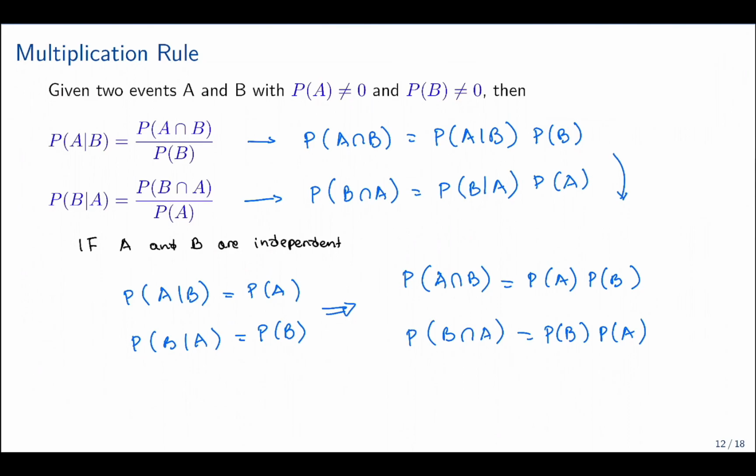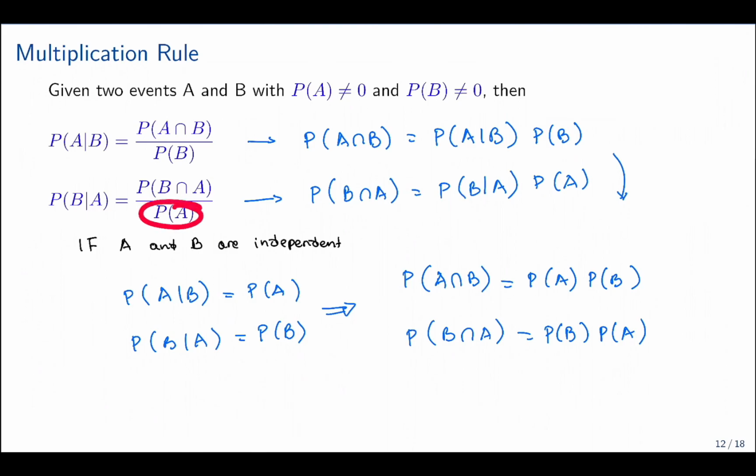So we have two events A and B with the probability of A and B being different from 0. Now, by definition of conditional probability, we have these two expressions, and what I'm going to solve for is the intersection. So in this case, we have the probability of the intersection of A with B, and in the second case of B with A. By solving, we have this multiplied by the probability of B is equal to the probability of the intersection, and we can solve in the same way for the second case.